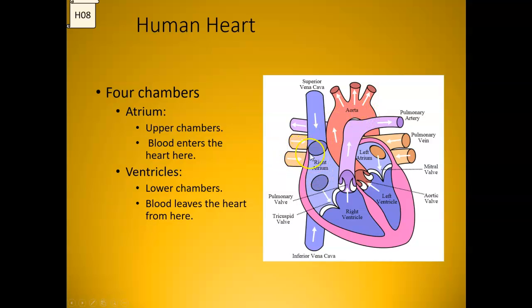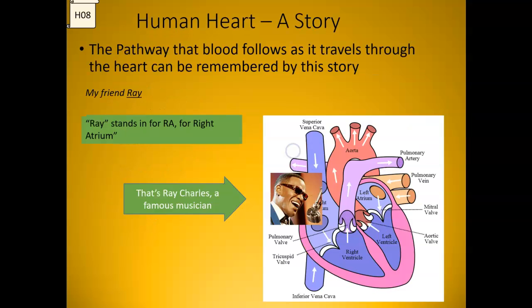So we'll look at this pathway of blood coming in the right atrium, right ventricle, out to the lungs, coming back in the left atrium, left ventricle, out to the body. So if we look at that, it kind of gives you the story. There's a story that goes along with this. I'll just read it.